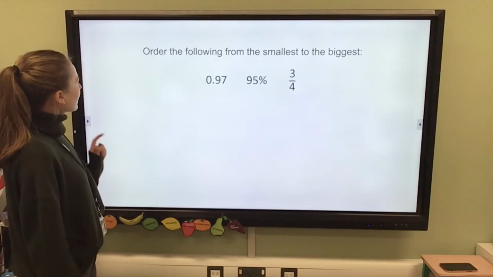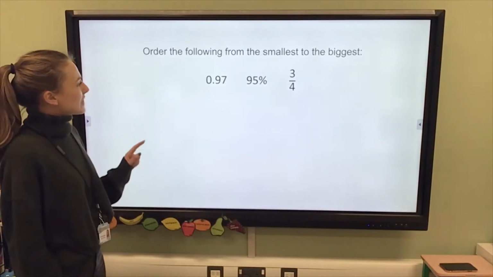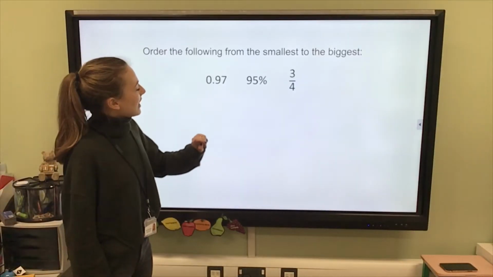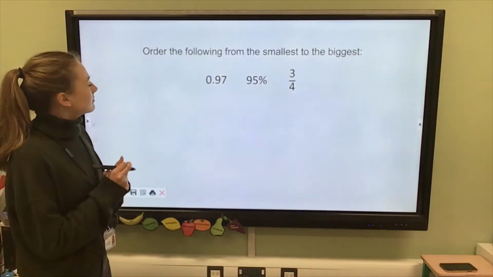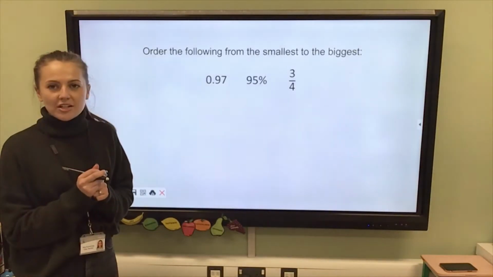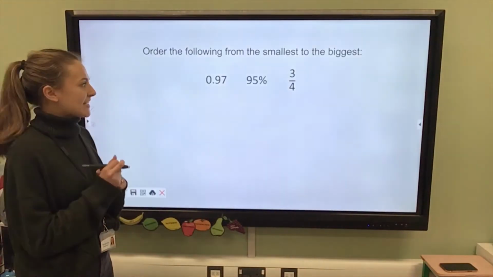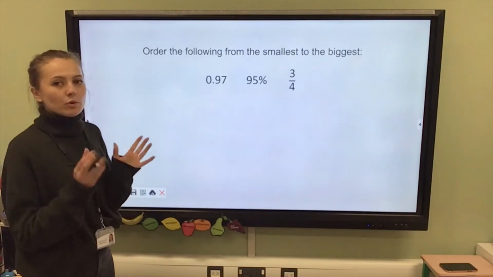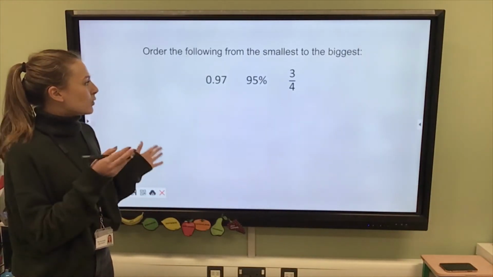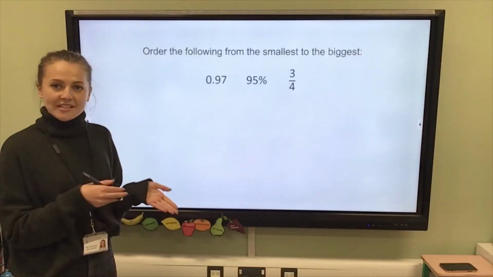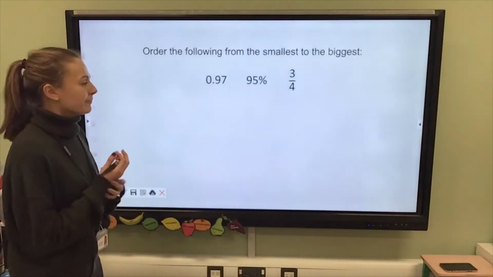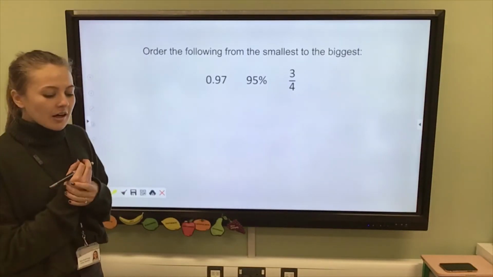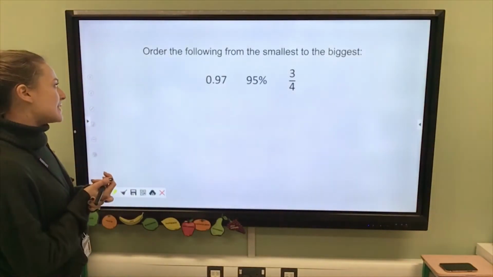Okay, so now I would like you to order the following from smallest to biggest. So I've got a decimal here, I've got a percentage, and I've got a fraction. Okay, so when we've got a mixture of fractions, decimals and percentages and I need to order them, the first thing we need to do is to make them all the same. So we either need to make them all a decimal, or all of them a percentage, or all of them a fraction. Okay, so you can decide how you like to do this, but for this one, I'm going to change them all to decimals.